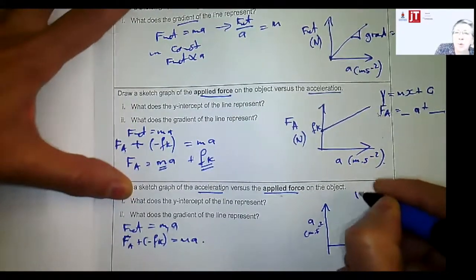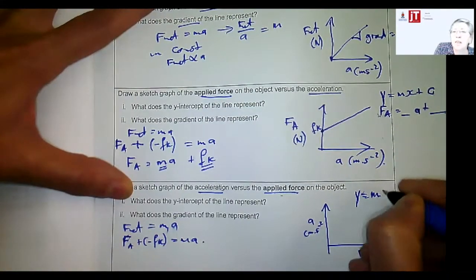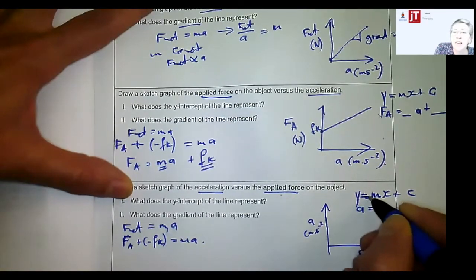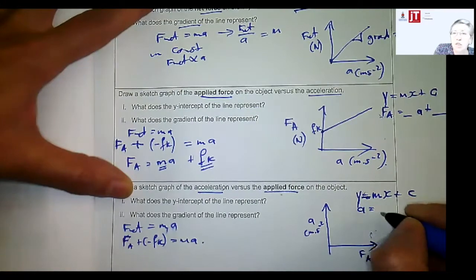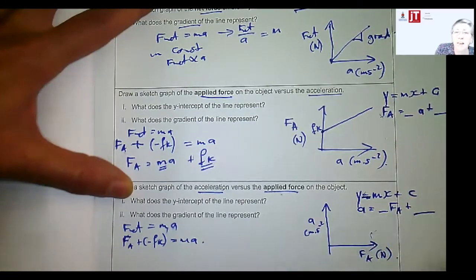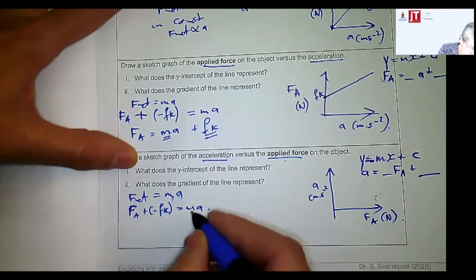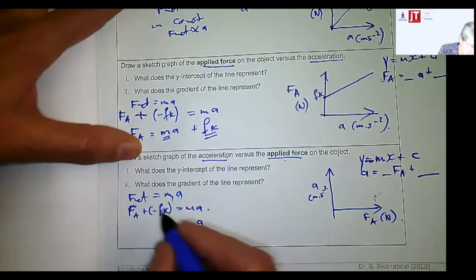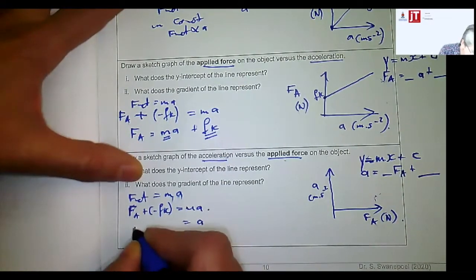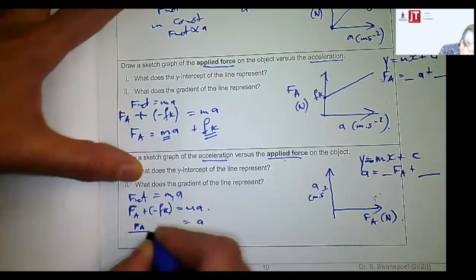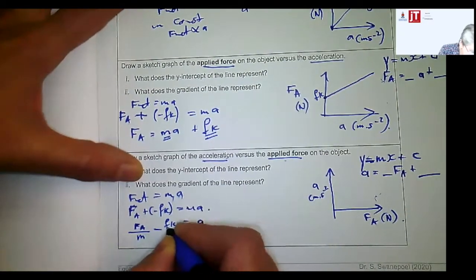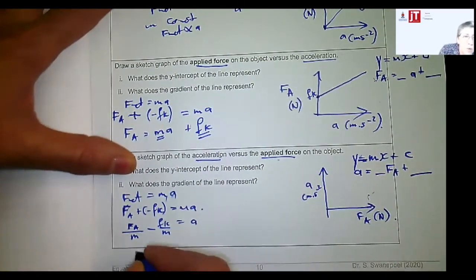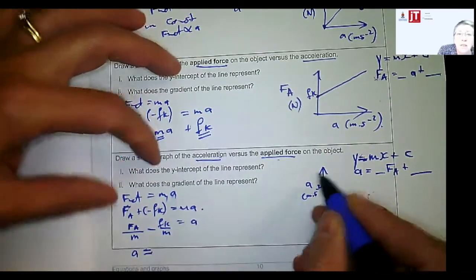And what am I working towards? Let me just keep in mind, I'm working towards mx plus c, but now in the y position in my equation, I need an a, and in the x position, I need F applied. Okay, so let's rewrite this to get into that one. So I need a on its own. It means I have to divide the other side by m. So this will be Fa over m, and that will be Fk over m. But I have to rewrite with a in front. So let's write with a in front. A equals, take it over to the other side.